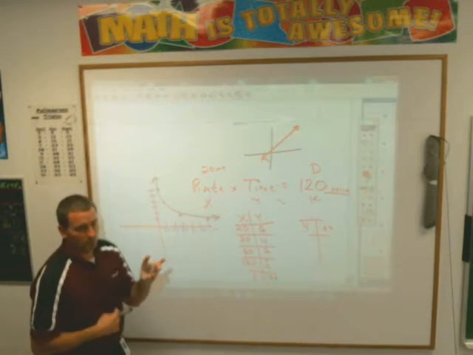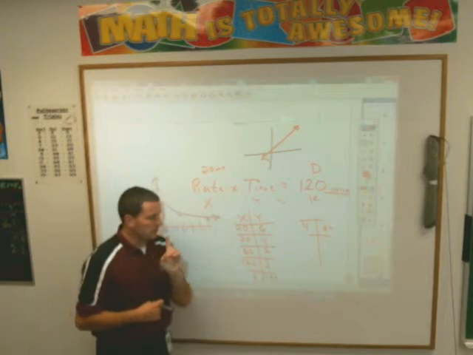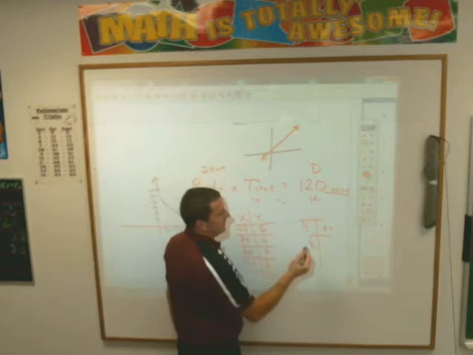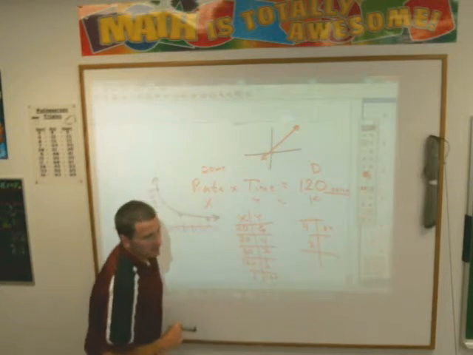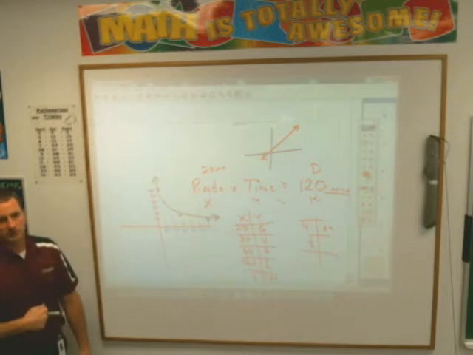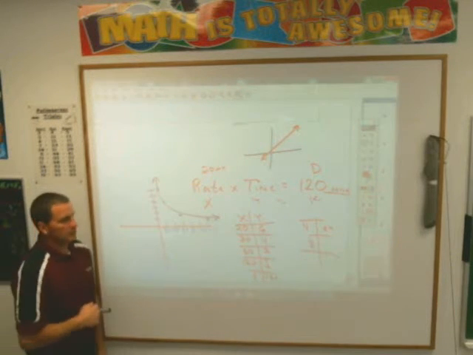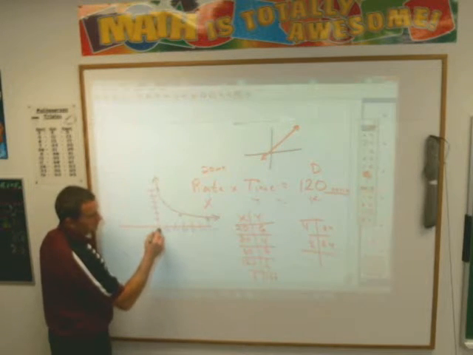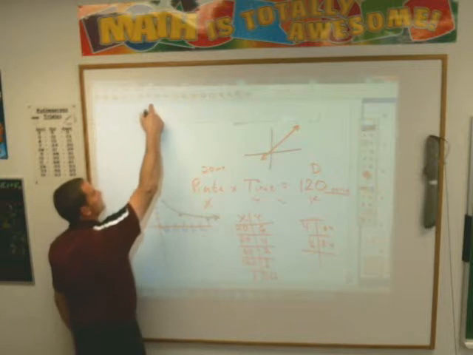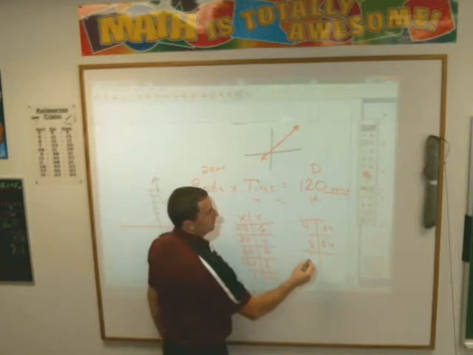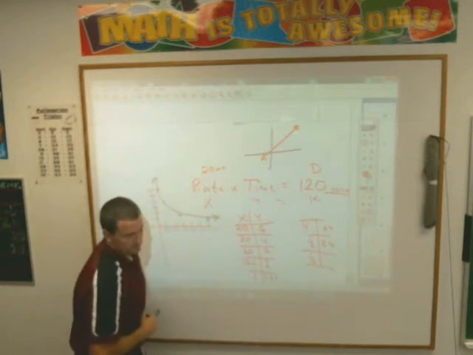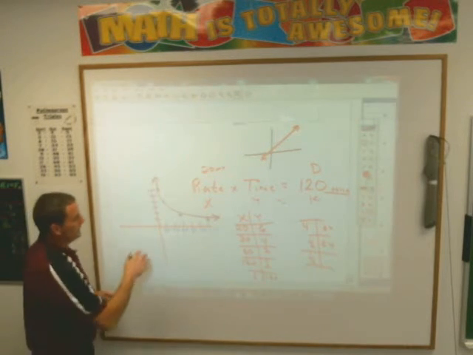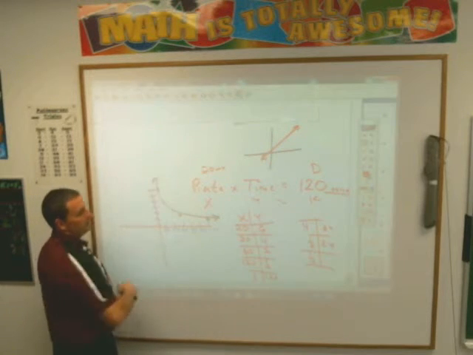For example, here's a question for you. If you were going 1/2 of a mile per hour, how long would it take you to go 120 miles? 240. So here at 1/2, I'd have to go all the way up to 240. If I was going 1/4 of a mile an hour, how long would it take me? 480. So here at a quarter, it would go way, way up there.